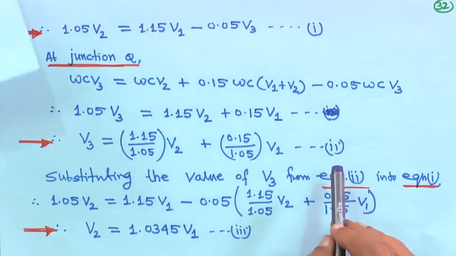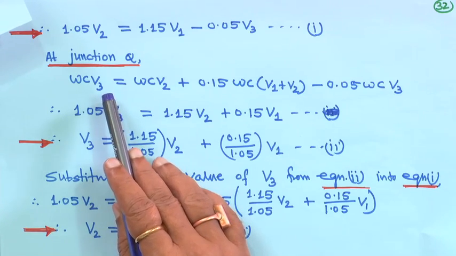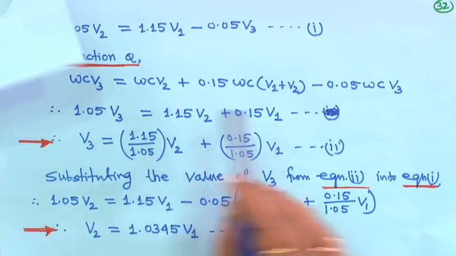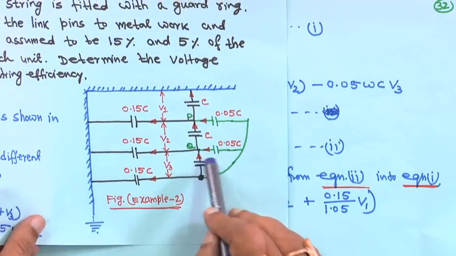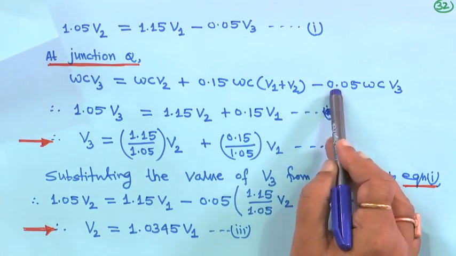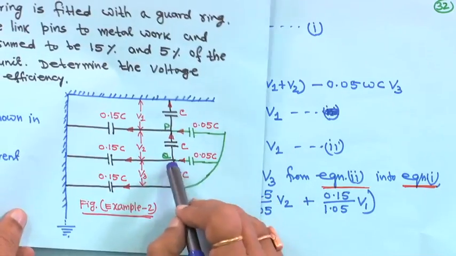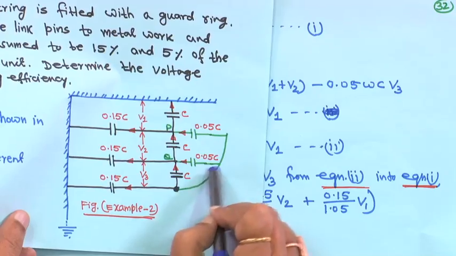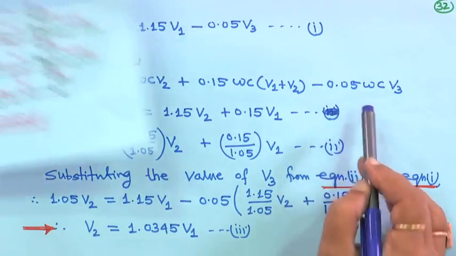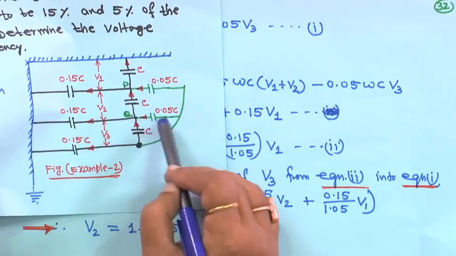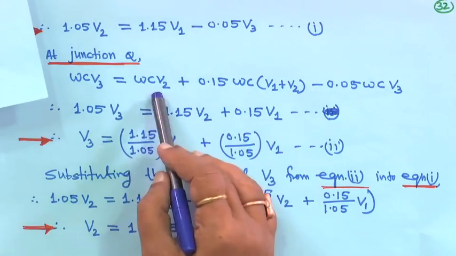If you do so, directly I am writing omega C V 3. This current is going, omega C V 3, and this one I have written with minus, meaning if you bring it to this side, this current is entering, omega C V 3 plus 0.05 omega C V 3, directly taken to this side. So, please apply this current summation: these two currents are entering and these two are leaving. Just do it and simplify.